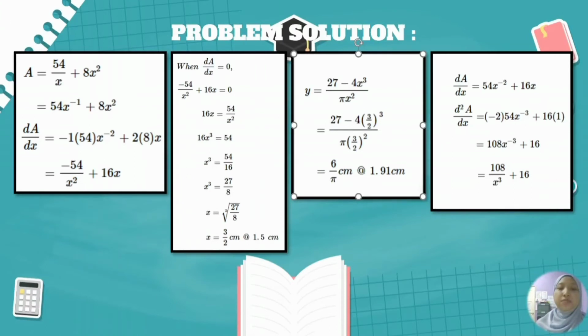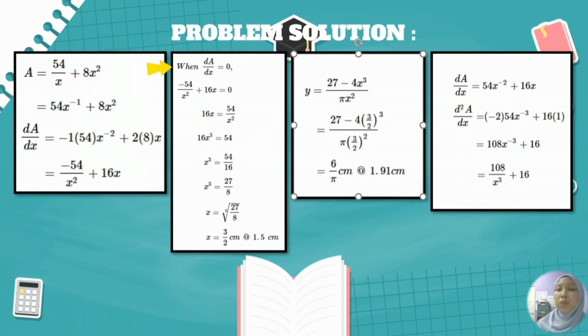Firstly, we have to find the first derivative of the area of the square block and the cylinder. So the x must move upside, and then we get 54x to the power of -1 plus 8x squared. So dA over dx: the power of x, -1, moves in front of the 54, times them, and -1 minus 1 we get negative 2, plus 2 to the power of x moves in front, 2 times with 8 and x. So we get negative 54 over x squared plus 16x.